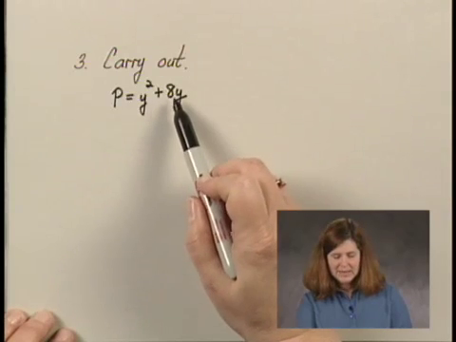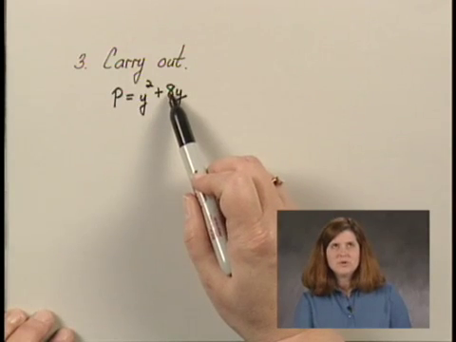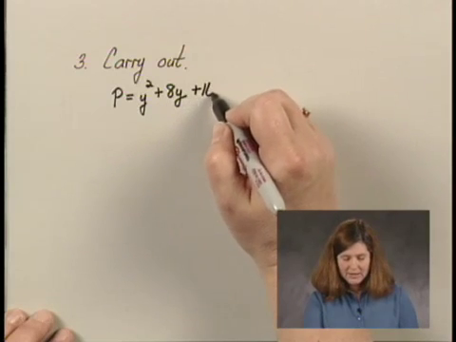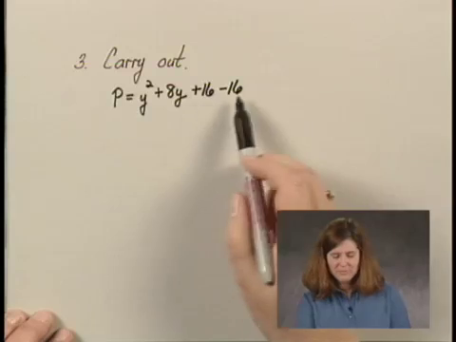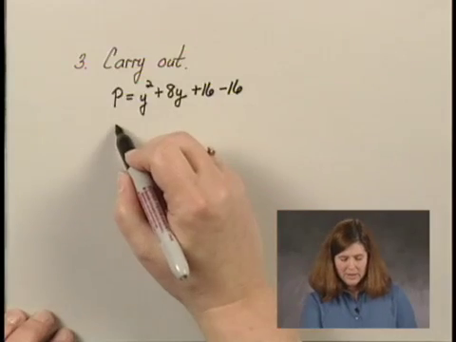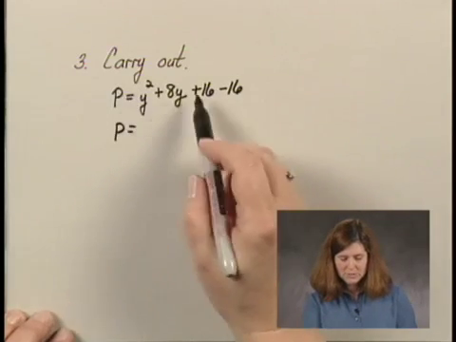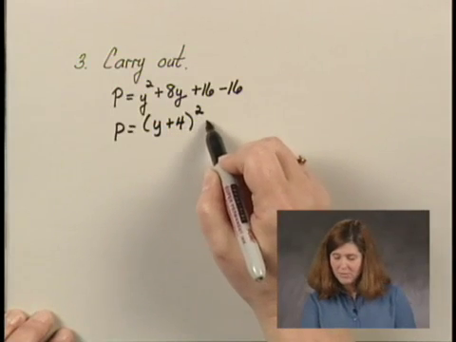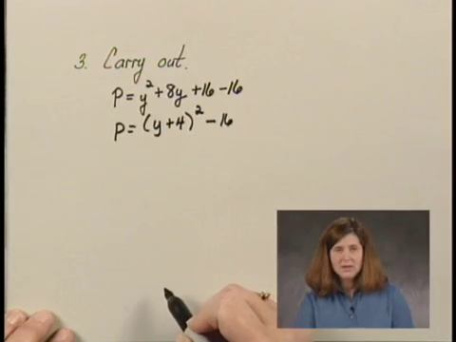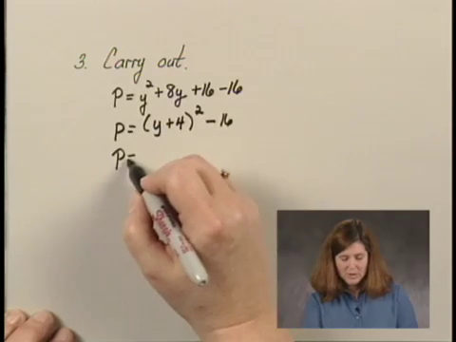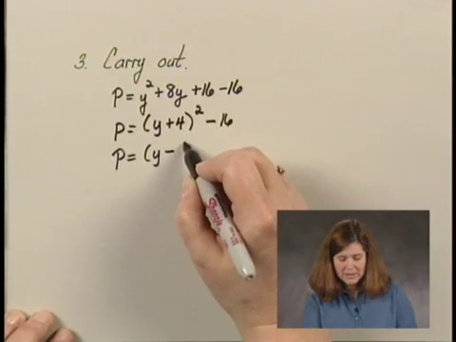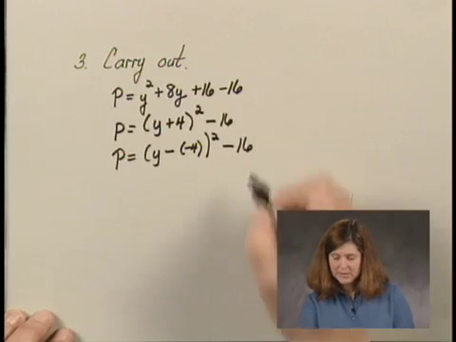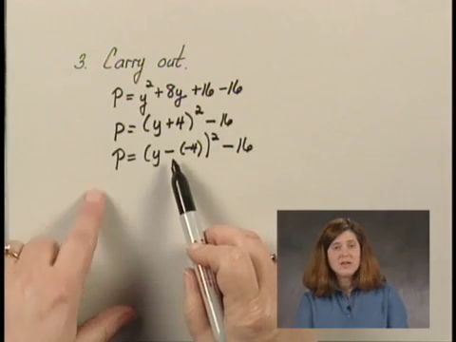I want to add half of 8, which is 4, squared, which is 16. I can't just add 16, I have to add it and then subtract it, which means I've basically added 0. And then I factor the first part as y plus 4 squared, and then I have minus 16. Now notice I can write this as p equals y minus a negative 4 squared minus 16. I write it that way so that I can read the vertex.